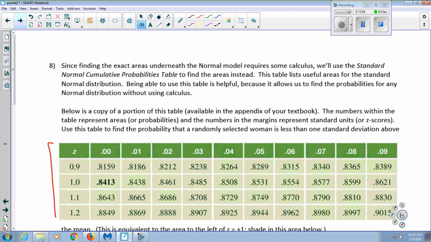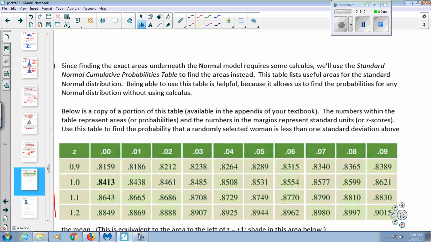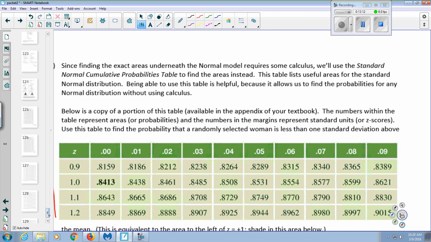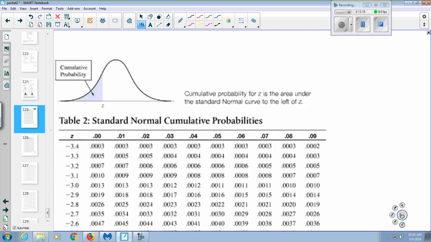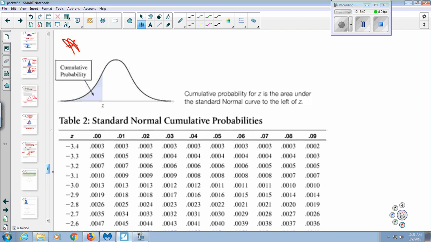If you go to the back of your packet, page 125, this is the table that was cut out to put on that page. This is the table that you need to be able to use. It's going to be required on the test. You can also use StatCrunch, and I'll show you both ways, but definitely for the test, you need this table. So let's hop back to where we were in the notes.